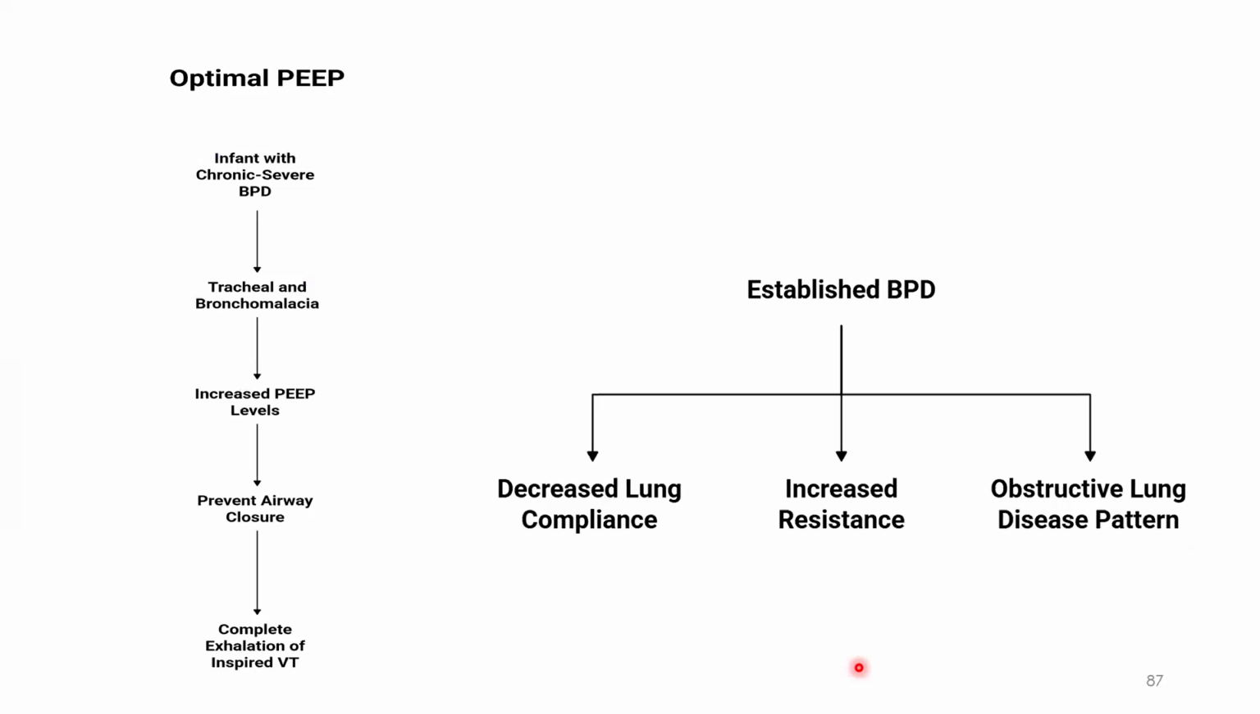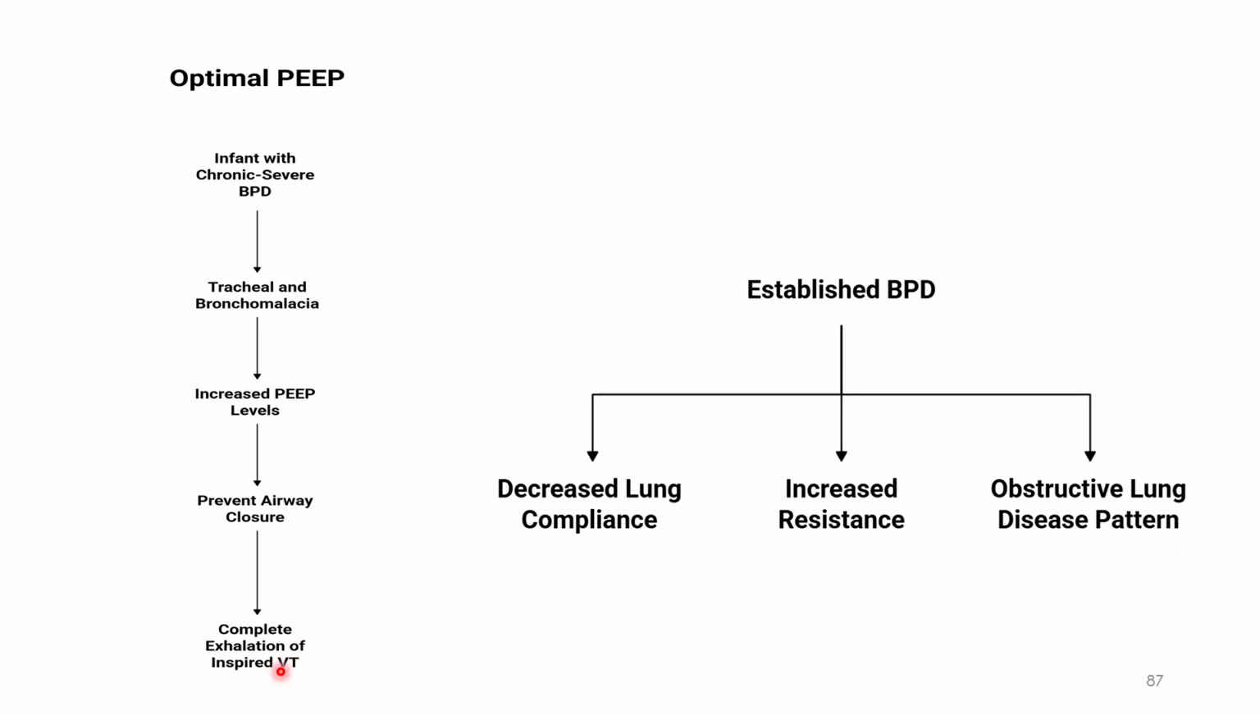Now, how can we choose the PEEP level in case of severe BPD? Severe BPD basically behaves like an obstructive lung disease pattern. So you have to choose PEEP to stent the airway so that it prevents collapse, and that will also help complete exhalation of the tidal volume.